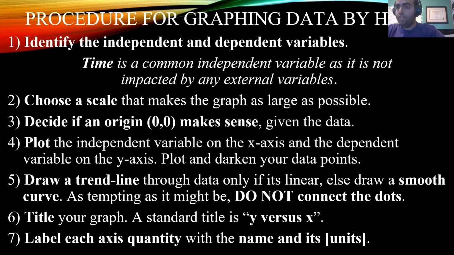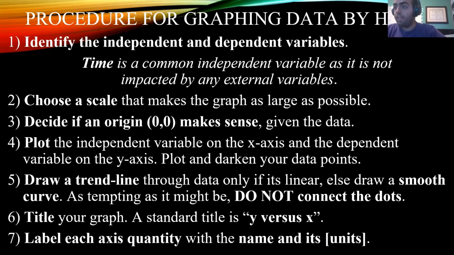You include all of your data points and you darken them, where you're plotting again, independent variable on the x-axis, dependent variable on the y-axis. Once you've got your data plotted, you draw a trend line if the data is linear, and if the data is not linear, then you draw a smooth curve that fits the data as best as possible. And it might be tempting, but never connect the dots when you're drawing graphs in physics.